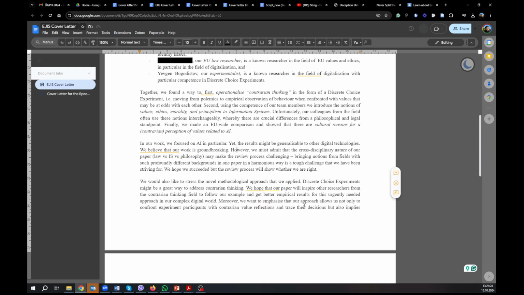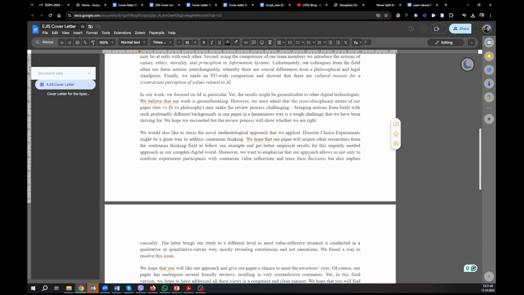It should also evoke interest and really make them think about, okay, let's see what the reviewers will say about it. We would also like to stress the novel methodological approach that we applied. Discrete choice experiments might be a great way to address contrarian thinking. We hope that our paper will inspire other researchers from the contrarian thinking field to follow our example and get better empirical results for this urgently needed approach in our complex digital world.